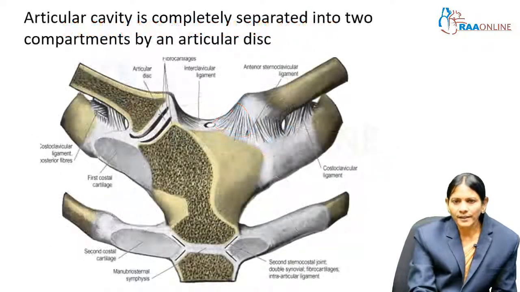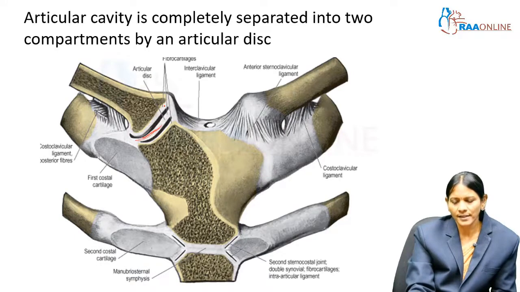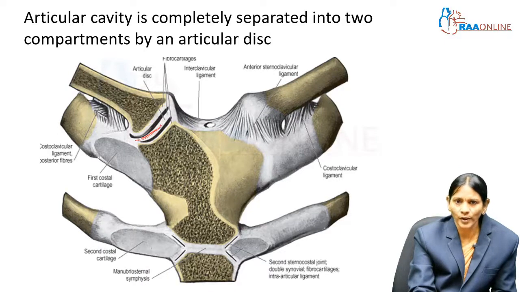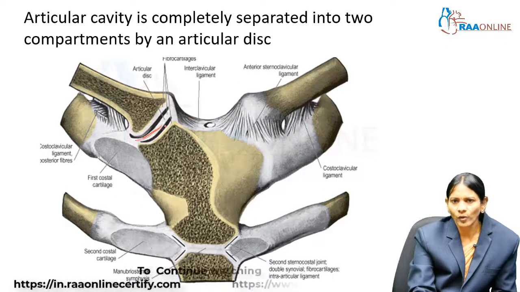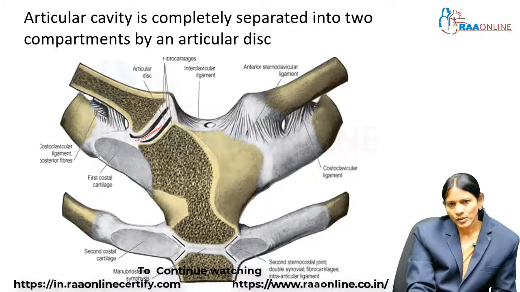So, if you see here in this picture, there is a fibrocartilaginous disc. This fibrocartilaginous disc is present within the joint cavity, thereby separating the joint cavity into two parts, one superior, one inferior. This is laterally placed, this is medially placed. So, infero-medial and supero-lateral compartment. We will see about it in detail in a subsequent slide.